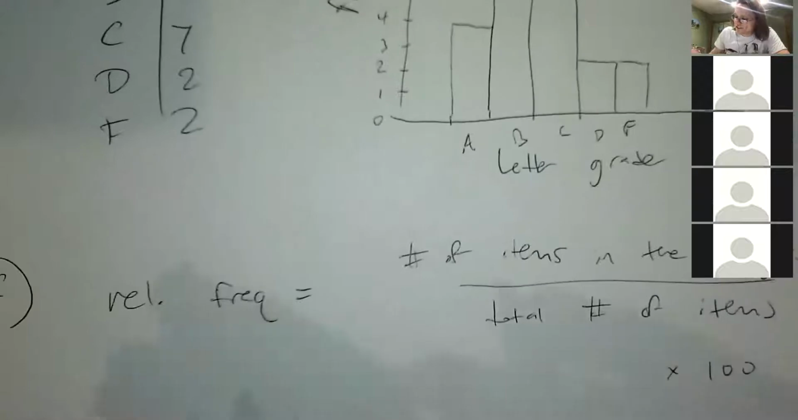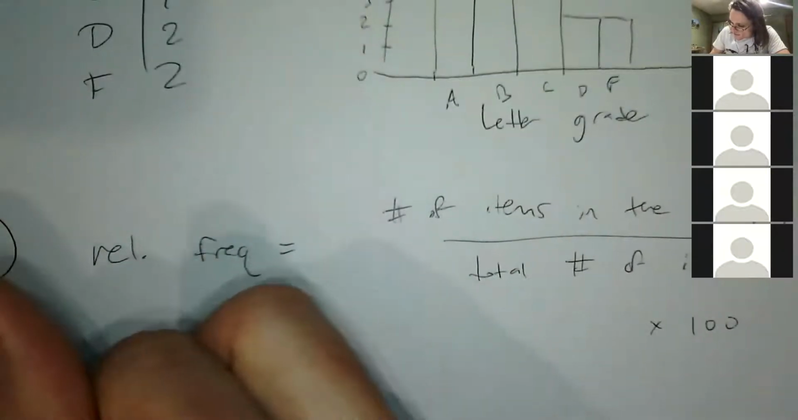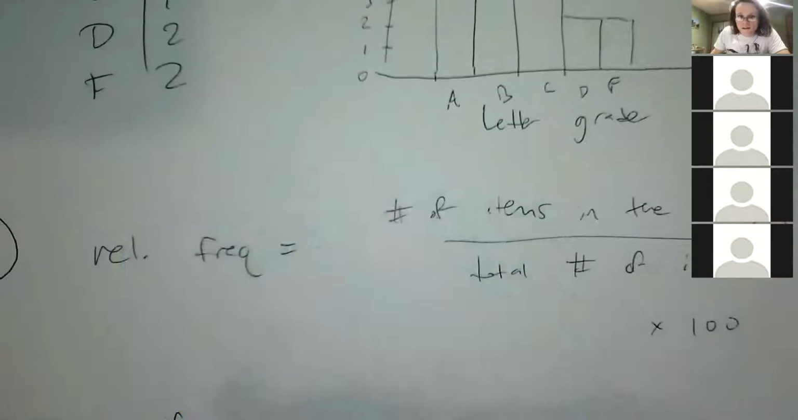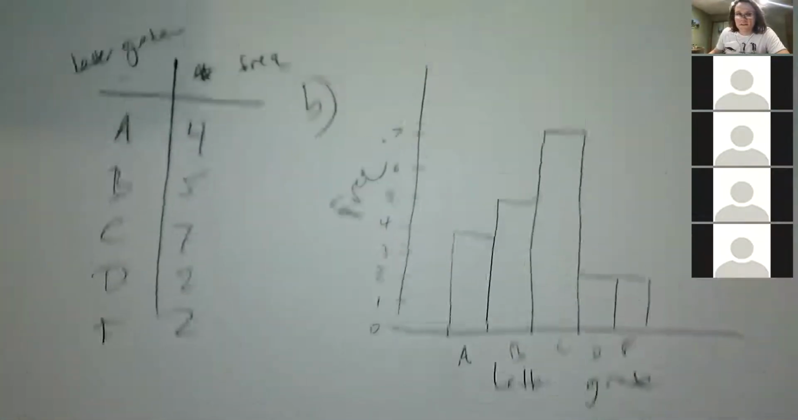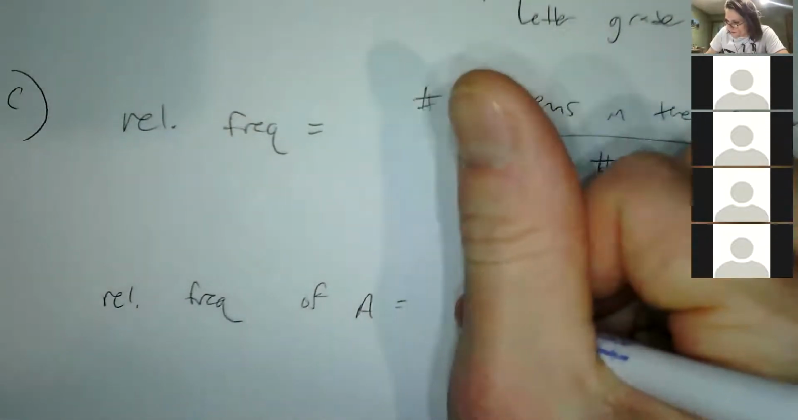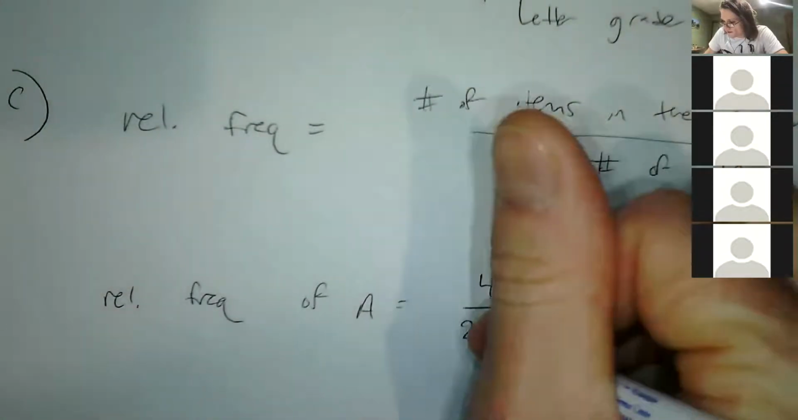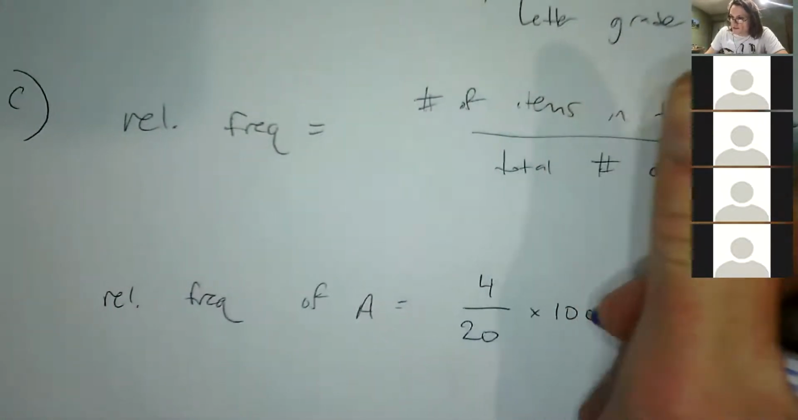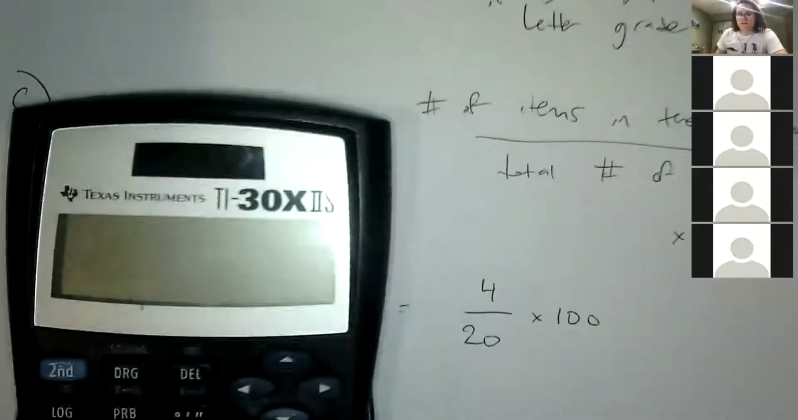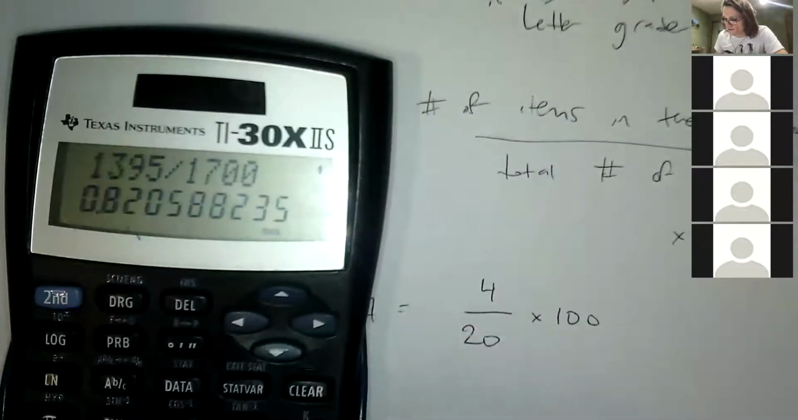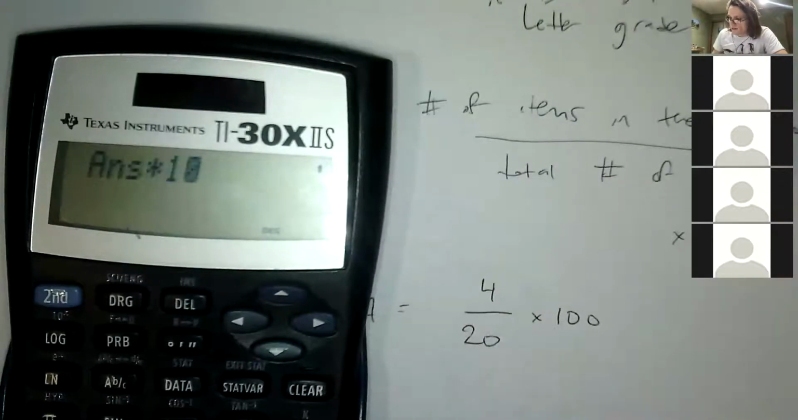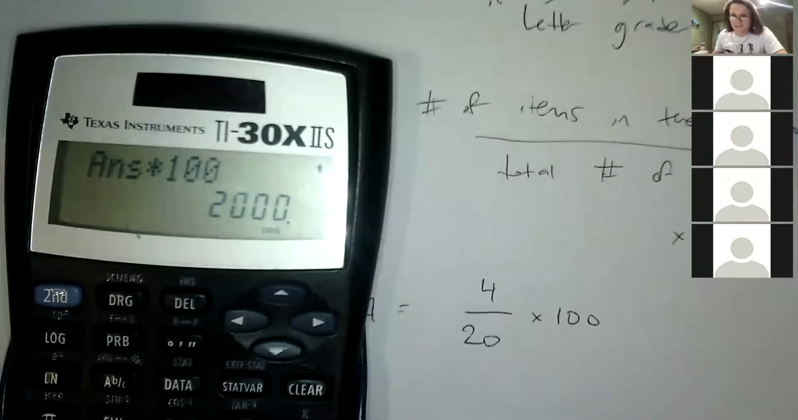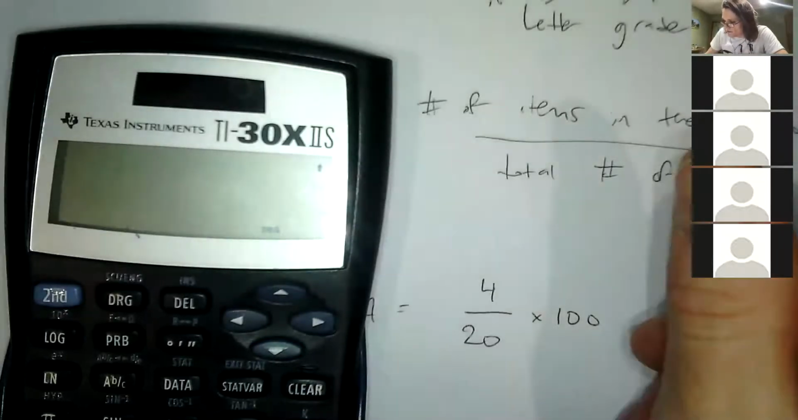So for the relative frequency of A, the number of A's we had was 4. So there's 4 items in that category, and the number of items total we said was 20. And then times 100 to get it as a percent. We could probably figure that out. It's 20%, but if you wanted to, you could do 4 divided by 20, times 100. It's 20%.